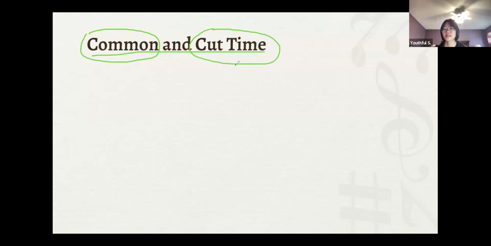So it's also a key signature. Which key signature is it? We have common time, which is 4/4. Does anyone know what cut time is? A hint is it looks like this, and common time would look like that. A hint is that you basically cut 4/4.